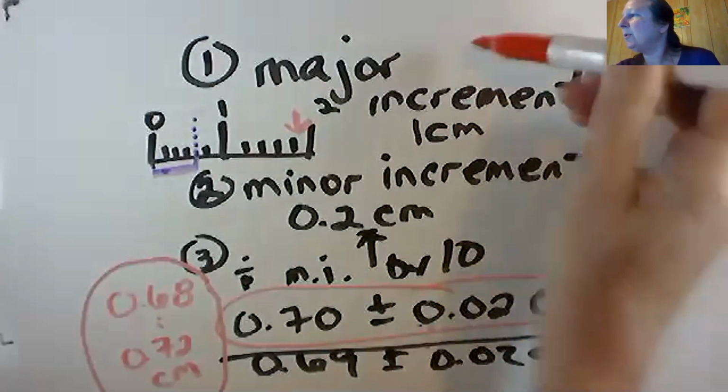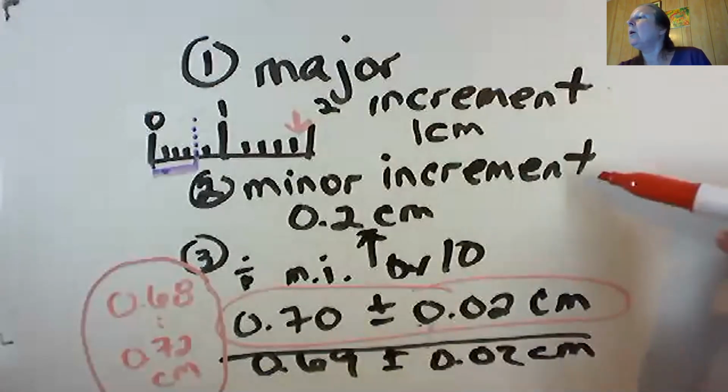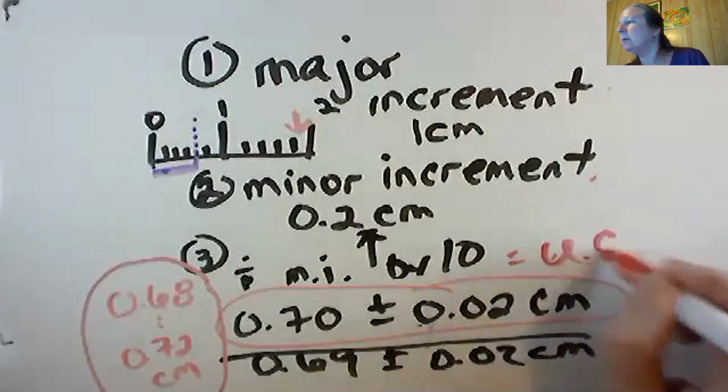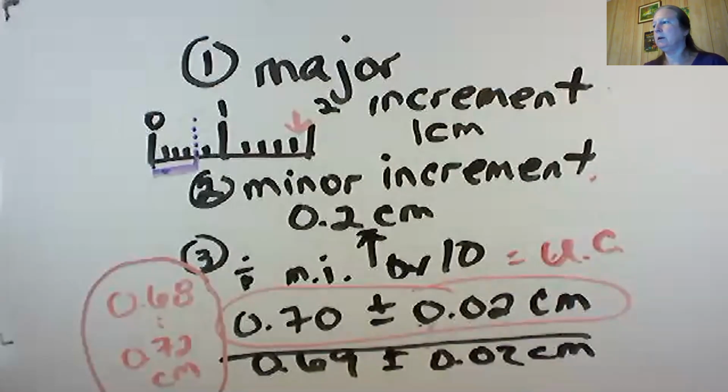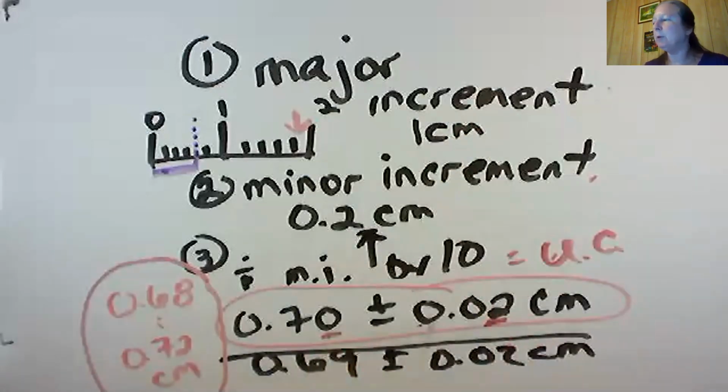So there's your steps. Find your major increment. That just helps you warm up your brain. What is your minor increment? Divide your minor increment by 10. That is your uncertainty. And then make sure you include it in your answer and your measurement is at the same number of decimal places as your uncertainty. So do this step and then go back and give your measurement. And before you finish, double check that this is at the second decimal place. Okay, going back to the slides.